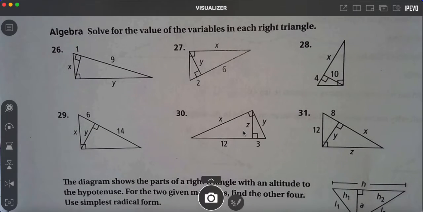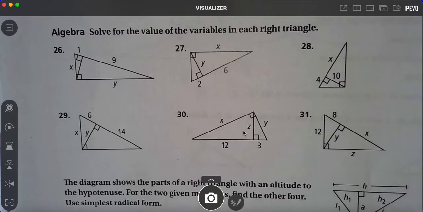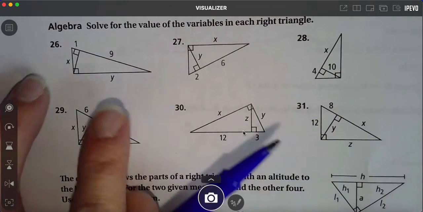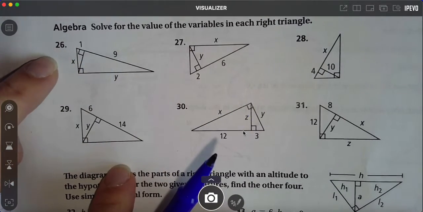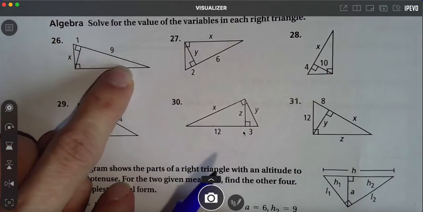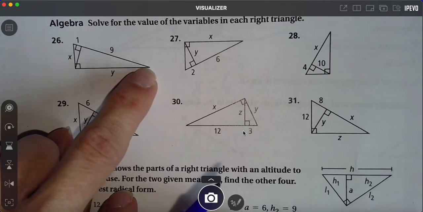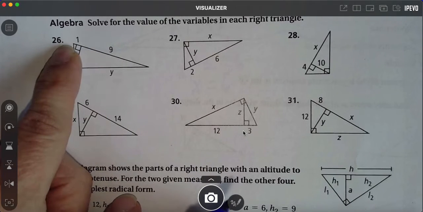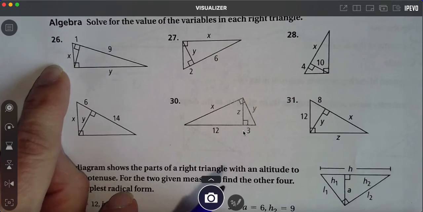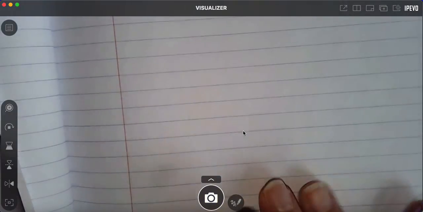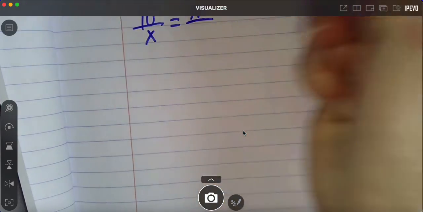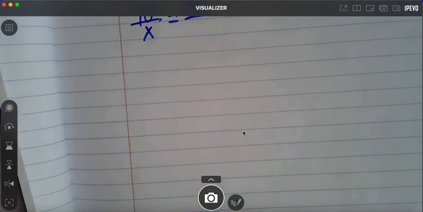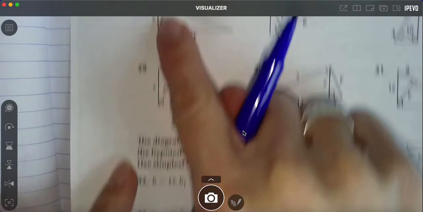So I'll do 26. I don't need to find my altitude, so I'm not doing the altitude, right? This is to find the sides of the triangles. So let's start with the x. I take the length of the whole thing, which is what? 10. Does everybody see that? And I'm going to put it over x. So let me write that. 10 over x equals x over, remember because we always do it that way. And what does the x go with for the little triangle?